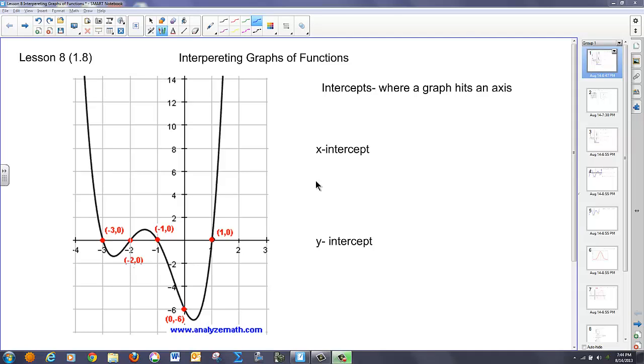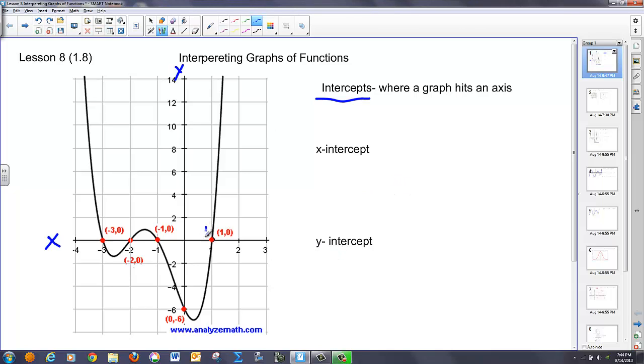Today we're going to discuss how to analyze functions, or how to interpret the actual graphs. First thing we're going to discuss are intercepts, which is where graphs hit an axis. Now I have two axes, as we've talked about earlier, one the x-axis and one the y-axis, and thus we're going to have x-intercepts and y-intercepts.